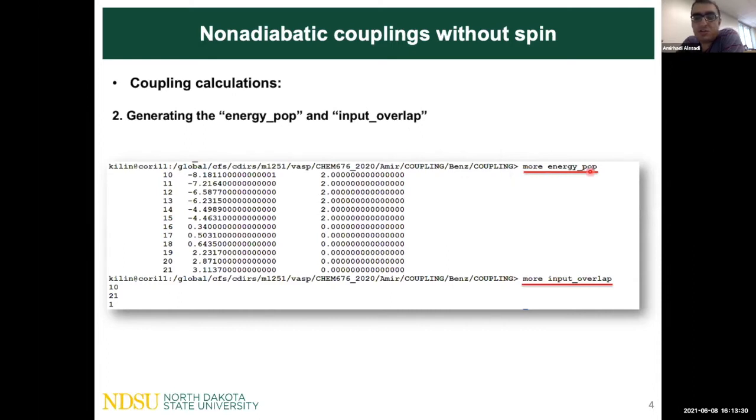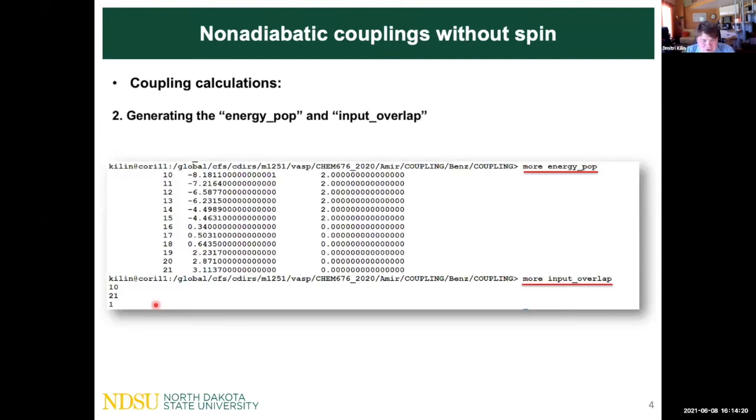To this end, for energy pop, we should choose the frontier orbitals near the band gap. For instance, here we choose orbitals 10 to 21. This is for energy pop that you can see here, and also we need to generate an input underline overlap file needed for some VASP property calculation. There are three numbers here: 10, 21, and 1. 10 is the minimum number of the orbitals. 21 is the maximum number of the orbitals, and the third number in this input overlap always should be 1.